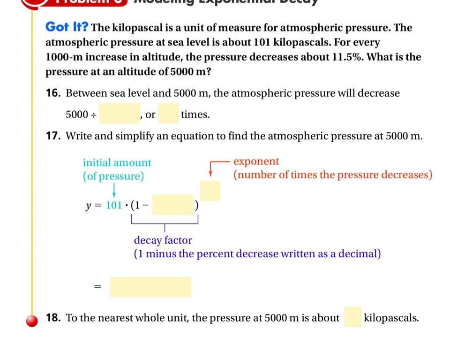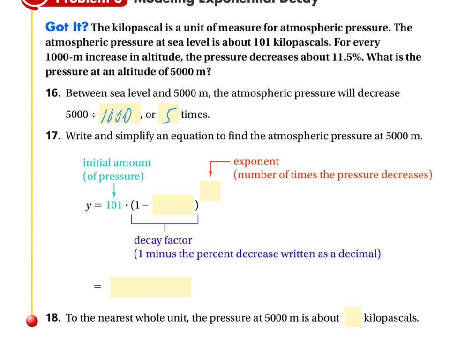Please take a moment and read through this story problem about exponential decay. Okay, so between sea level and 5,000 m, the atmospheric pressure will decrease 5,000 divided by 1,000, or a total of 5 times. So we're going to write a simple equation to find the atmospheric pressure at 5,000 m.